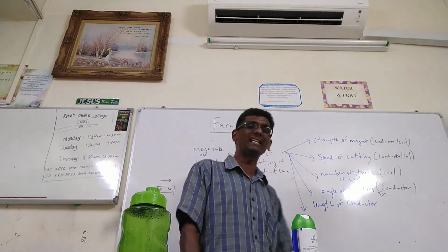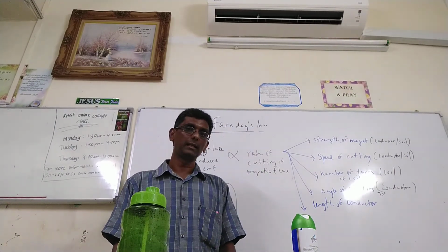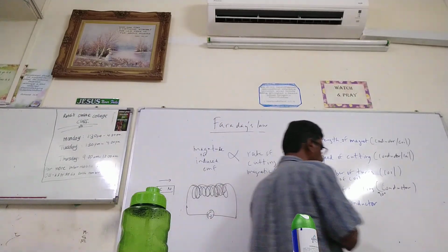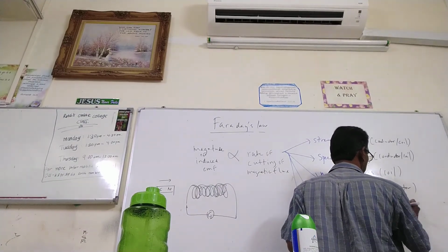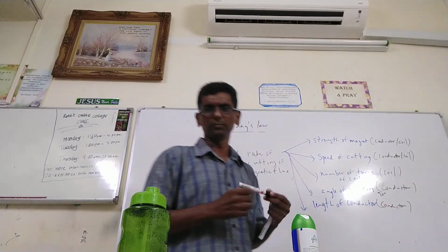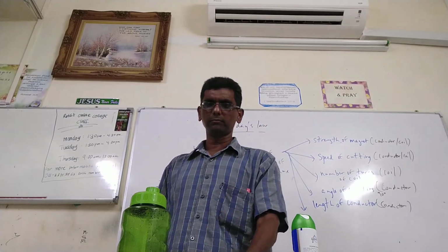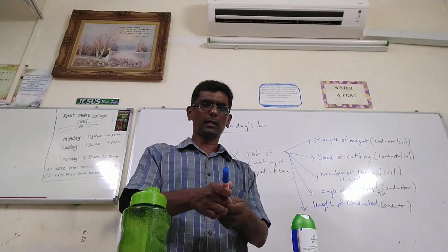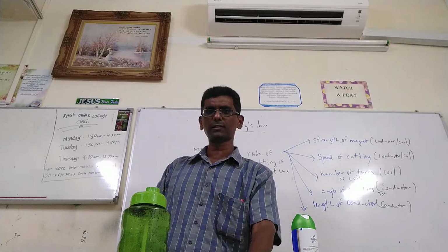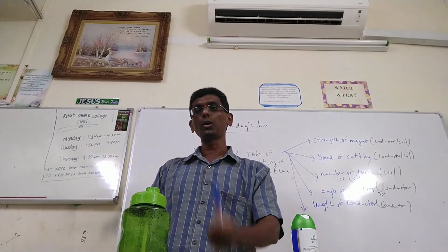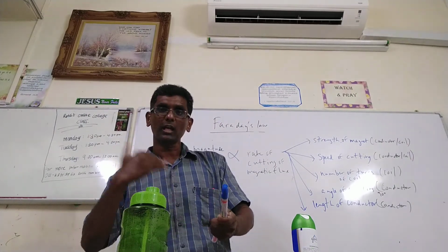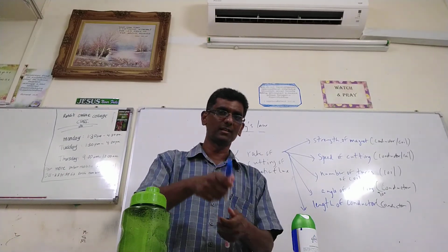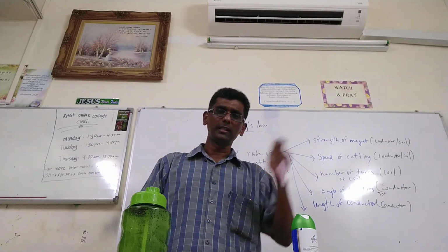Next one, length of conductor. This is a conductor, this is also a conductor. If you cut, maybe you produce 20 volt, 30 volt. But with a longer conductor cutting the flux, you produce a higher voltage, maybe 100 volt, 200 volt. So as the length of conductor increases, the voltage increases. So these are the 5 factors.